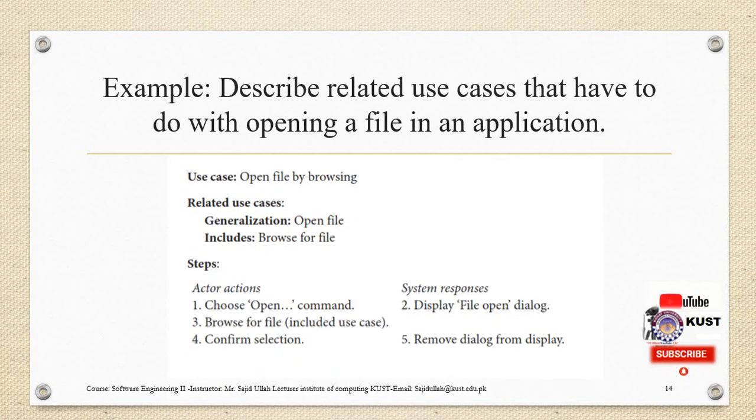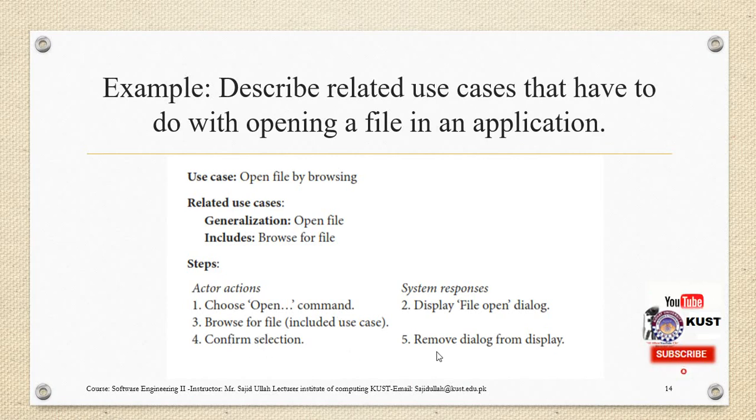Open file by typing name is a sub-use case of the generalized open file use case. Here are the actor actions: choose the open file command, the system will display the file open dialog box, select the text, type the file name, click open, and the dialog box is removed from the display.